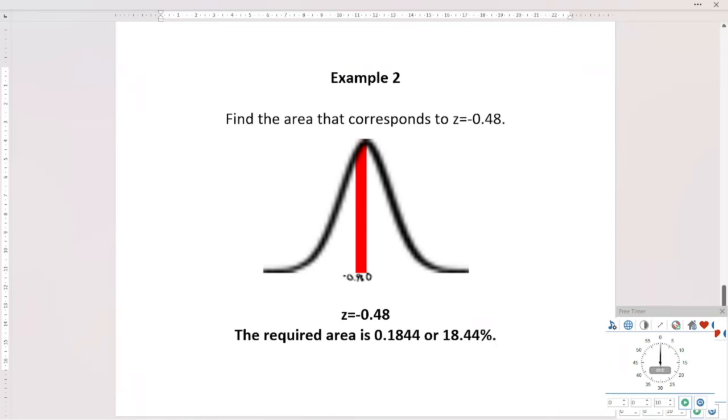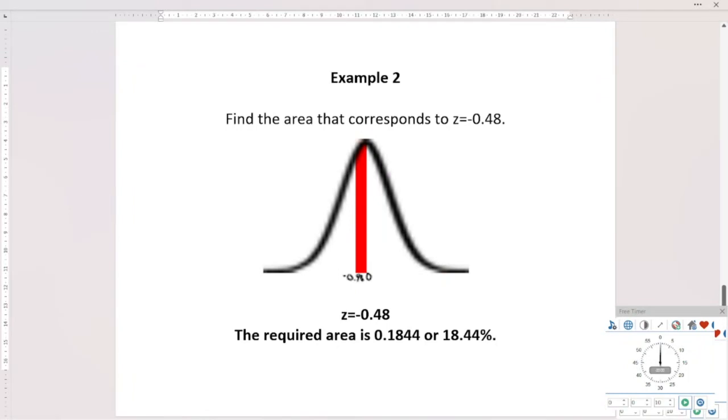Even though we have a negative z-score, we will look at the same table of z-values or areas with positive z-scores. It doesn't matter. It just tells us that our raw score is below the mean or above the mean.